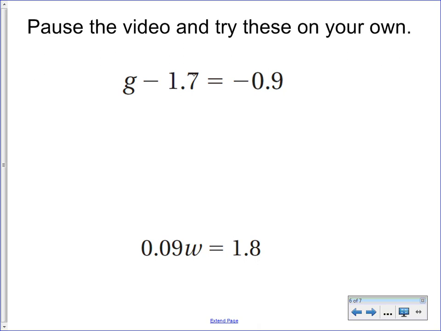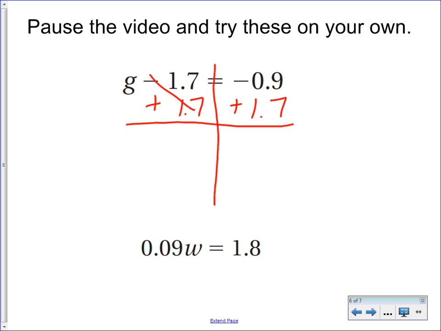Okay, let's go through them. I'm going to draw my line. g minus 1 7/10 equals a negative 9/10. They have subtracted 1 7/10, so I'm going to add 1 7/10 to both sides. On this side, they cancel out, leaving me with just my variable, g. Negative 9/10 plus 1 7/10. My positive number is bigger, so I know it's going to be positive. How much bigger is that? It is 8/10 larger.